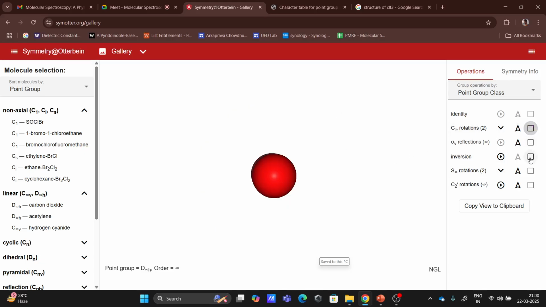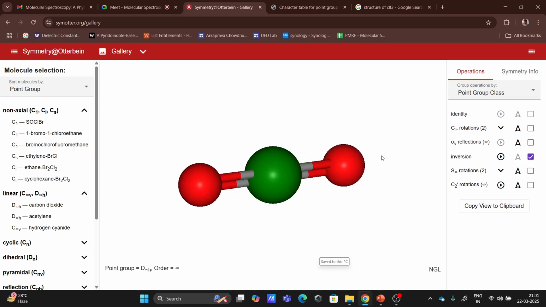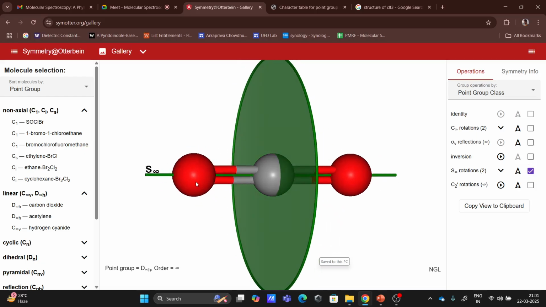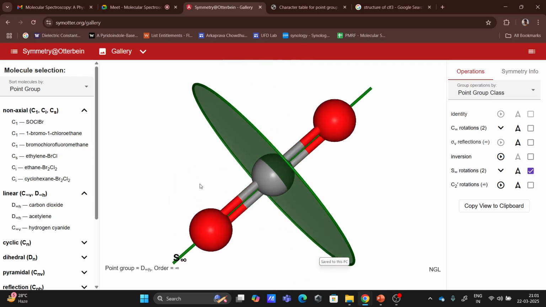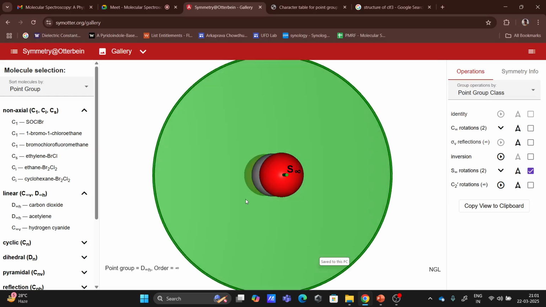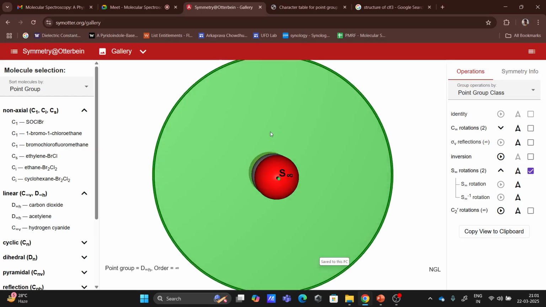Obviously it has an inversion center along the oxygen, and also two improper S infinity axes. Why two? One is one of them, and another is the inverse one.